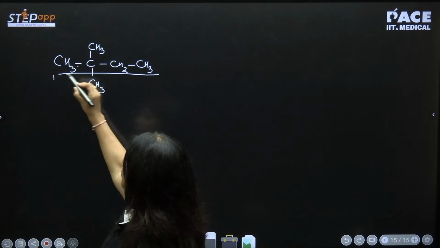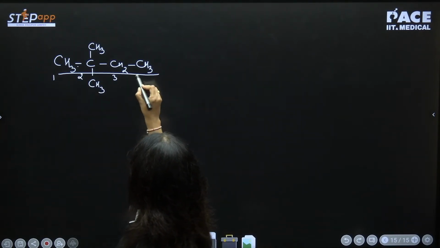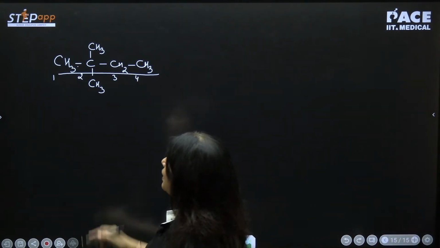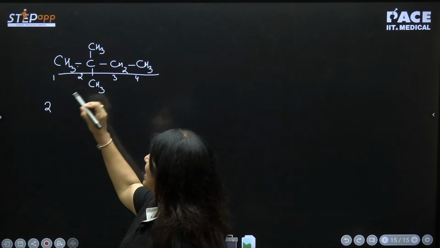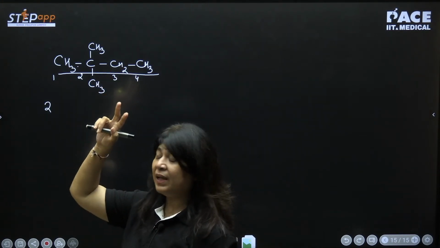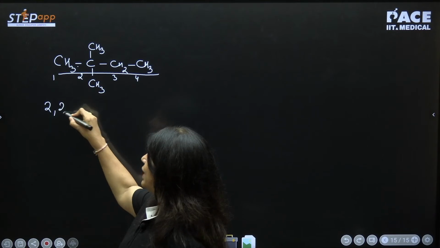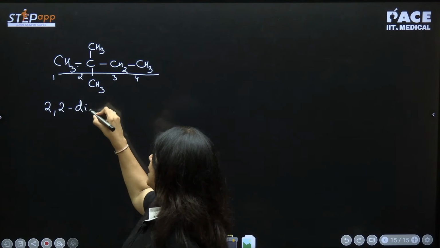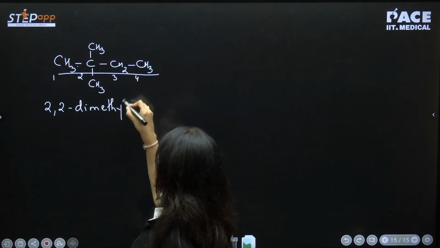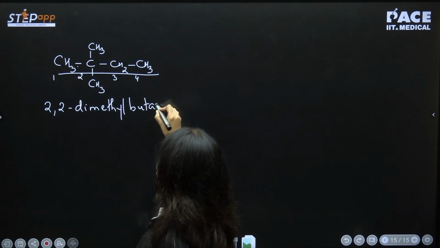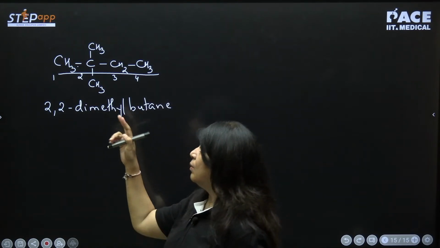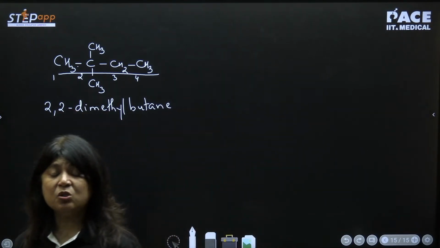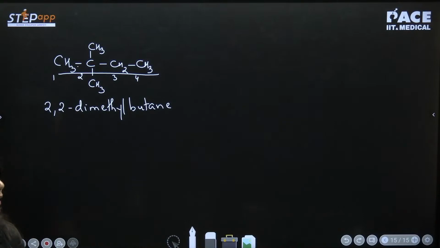Numbering has to be from the left end here, because that will give you a smaller number to the substituent. Yes, there are 2 methyl branches on this. So you name it as a dimethyl group, because there are 2 methyl groups. The positions have to be indicated twice. So it is 2,2-dimethyl butane. You cannot write it as 2-dimethyl butane, because there are 2 methyl groups, so you have to indicate the position for both the methyl groups. So it is 2,2-dimethyl butane.